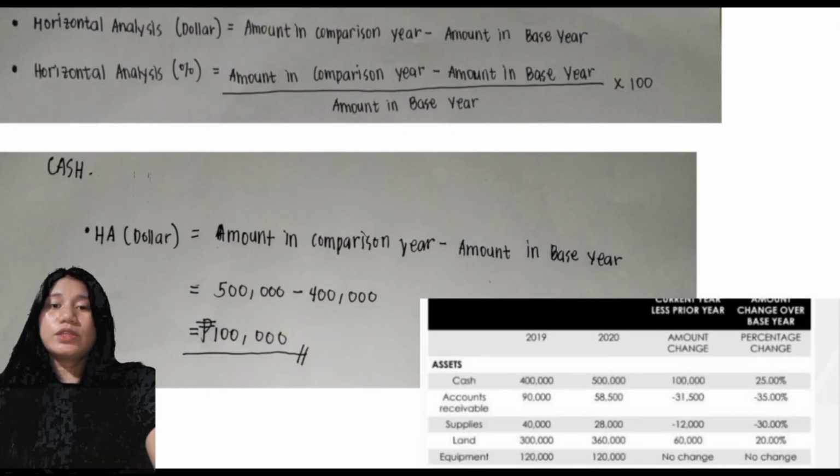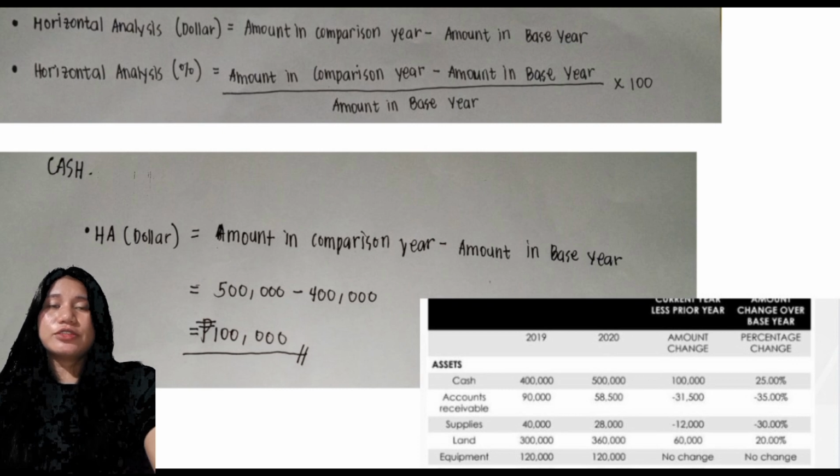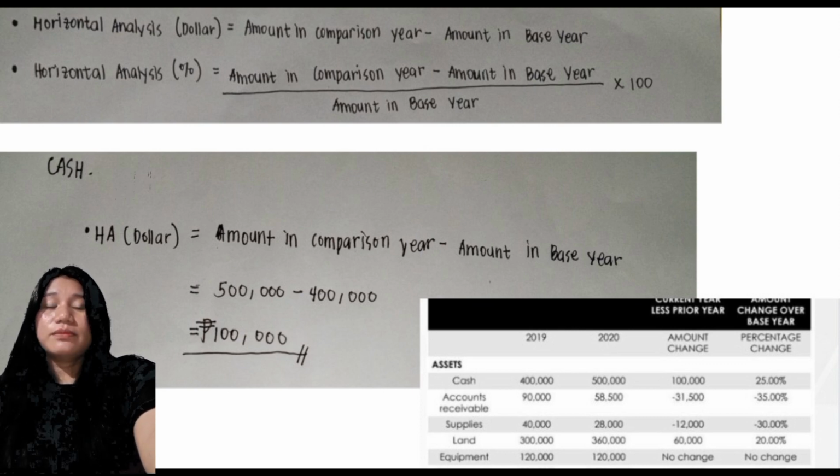So how did we compute the Ria Genetics Merchandising Enterprises' assets? First is to understand the formula. The formula to get the amount change is: horizontal analysis equals amount in comparison year minus amount in base year, wherein the comparison year is 2020 while the base year is 2019. And to compute the percentage change, the formula is: horizontal analysis equals amount in comparison year minus amount in base year, over amount in base year, times 100.